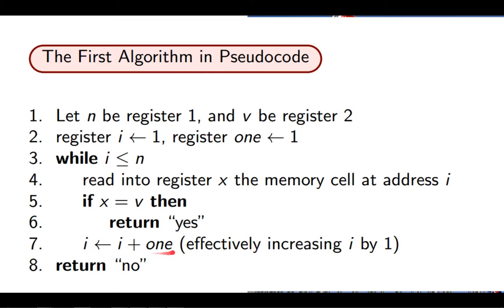Eventually, once i is greater than n, and n is the size of the set, this while loop condition is violated, and we'll go straight to the return statement down here, and we'll return no, it does not exist in that set.